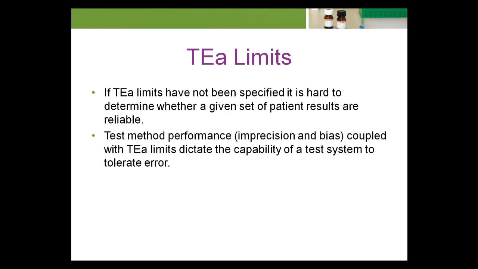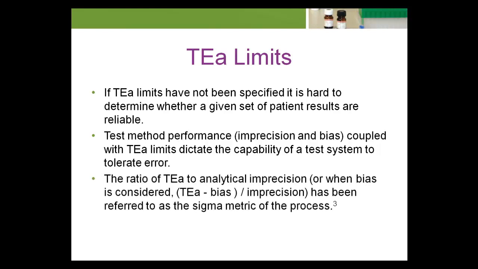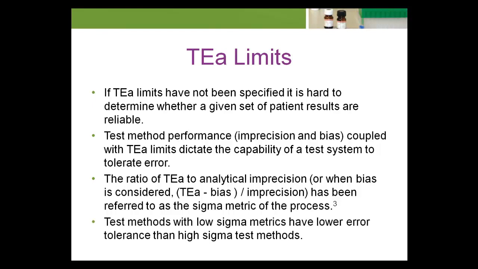Test method performance, imprecision and bias, coupled with TEA limits, dictate the capability of a test system to tolerate error. The ratio of TEA to analytical imprecision, or when bias is considered, TEA minus bias over imprecision, has been referred to as the sigma metric of the process. Test methods with low sigma metrics have lower error tolerance than high sigma test methods.